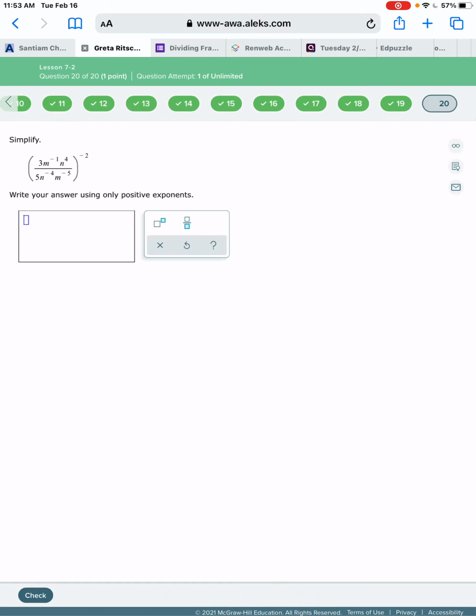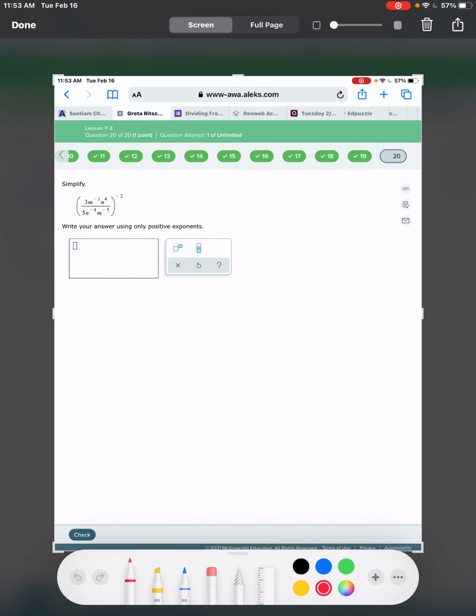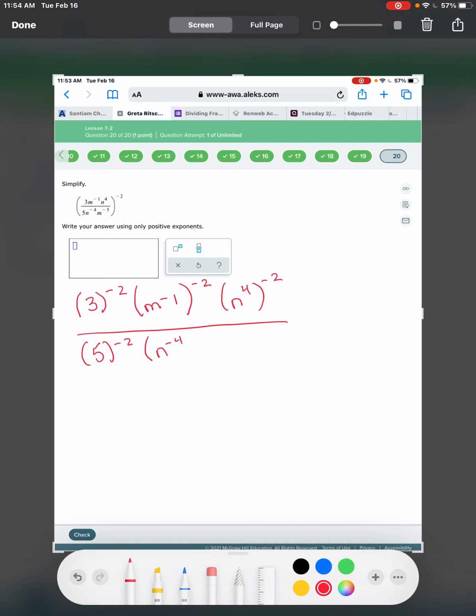Okay, last problem. All right, if you want to, you can flip everything over so you don't have to deal with that negative 2, or you can just straight up do the math. Let's just use it. So I have 3 to the negative 2. I have m to the negative 1 to the negative 2. I have n to the 4th to the negative 2 over 5 to the negative 2, n to the negative 4 to the negative 2, m to the negative 5 to the negative 2.